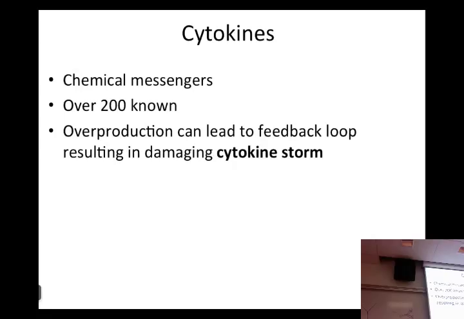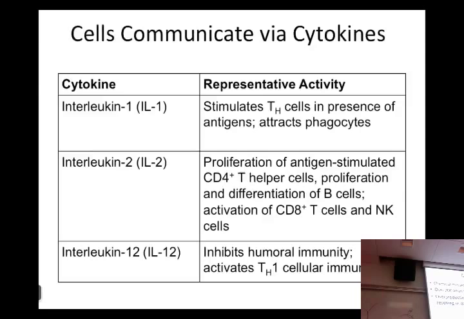Cytokines are chemical messengers. They're secreted. They can travel long distances. There are hundreds of them. And if we make too many, then we can end up with something called a cytokine storm. It's a sort of positive feedback loop that results in a lot of damage.